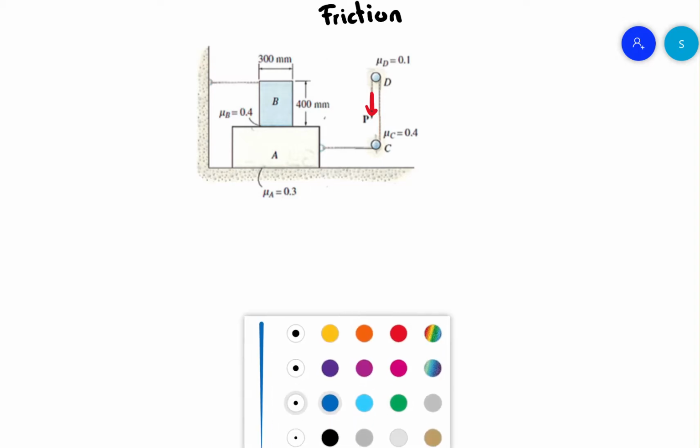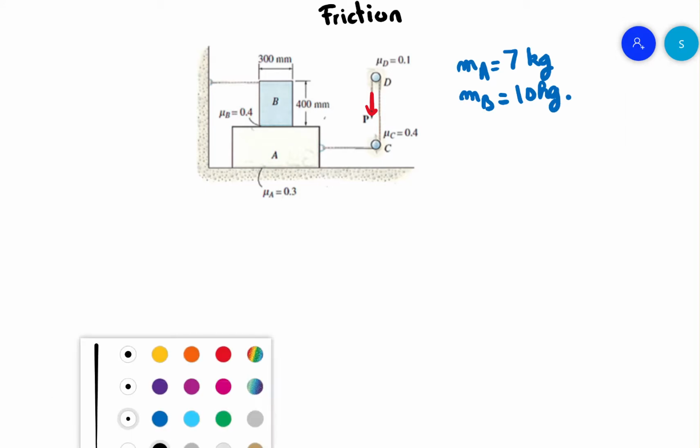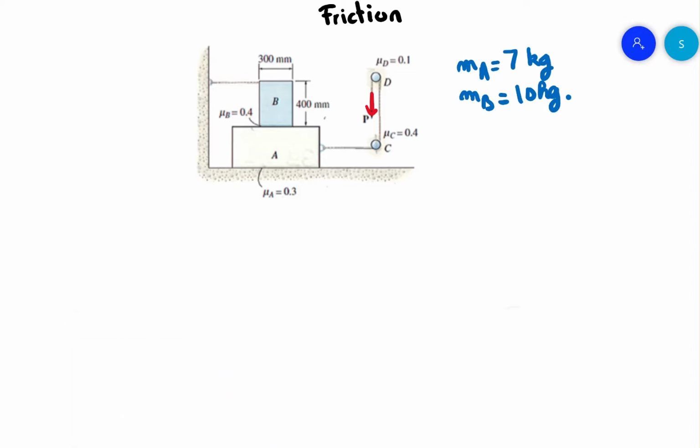Some data that we know: the block A has a mass of 7 kilograms, and the mass of the block B is 10 kilograms. Okay, so for the first steps, I always advise to do free body diagrams and to look at the different forces. So let's try to do all the free body diagrams just below the images.